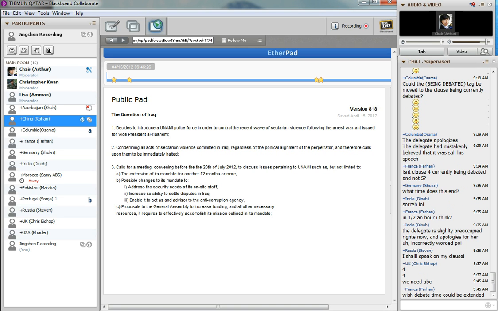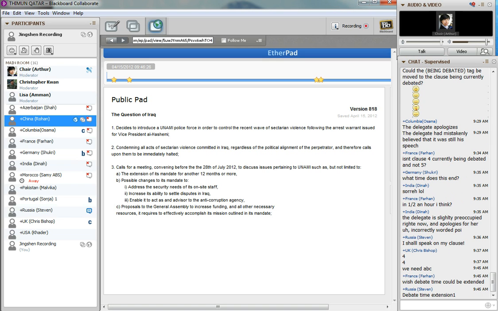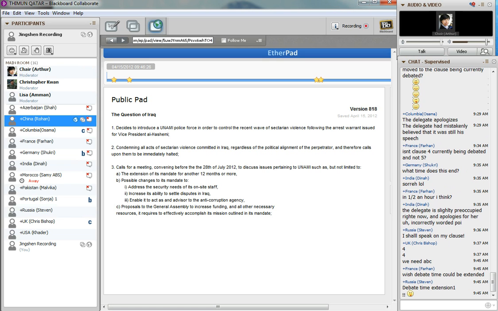Sorry, delegates, there will be no extension on debate time, seeing that there are some delegates that need to go in a hurry, and the chair does not have enough time to chair for another 10, 15 minutes or so. Also, another reminder, all delegates must vote. It is a requirement. Thank you.